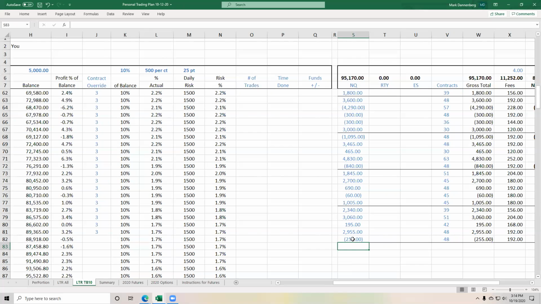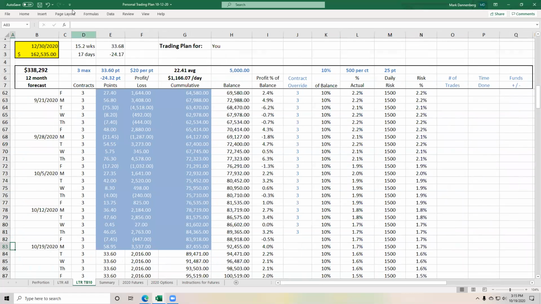61.75 points times $20 a point is $1,235 times 3 contracts. Today we did 37.05. And we had 14 trades today, so 14 at 3 contracts per trade is 42 contracts. Okay, so let's evaluate where we are.